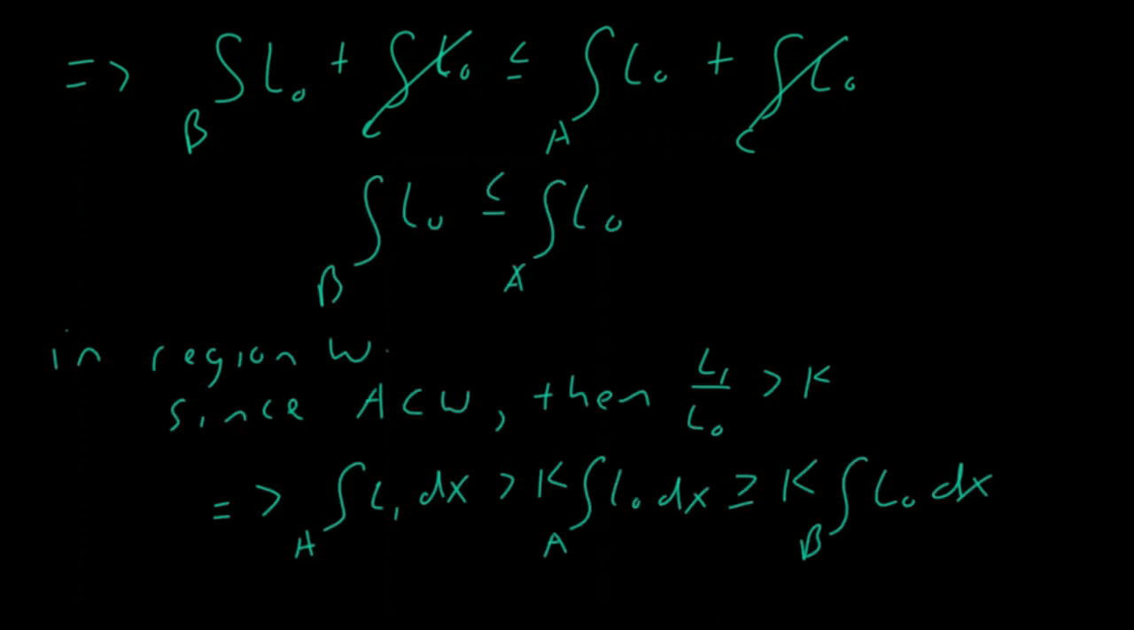Then this would imply that the integral of L naught across B is less than or equal to the integral of L naught across A. In region W, since A is contained in W, we know L1 divided by L naught is greater than K. And this would imply that the integral of L1 dx across A is greater than K times the integral of L naught dx across A, which is greater than or equal to K times the integral of L naught dx across B. And if I am mixing up the order with which I should say this, I am so sorry.